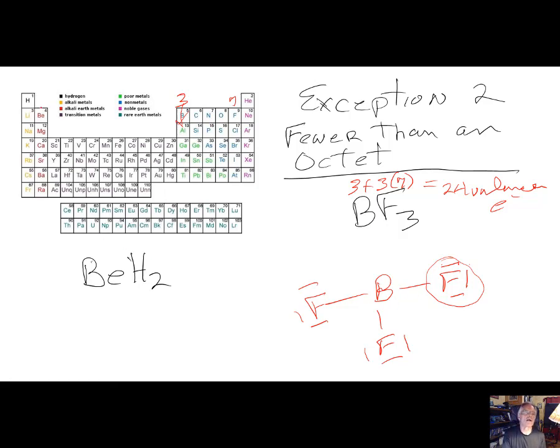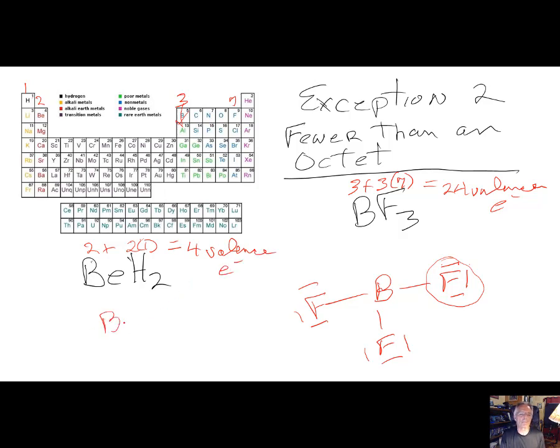Let's do one more. Let's look at beryllium hydride, this guy over here. Now beryllium is in group 2. It only has 2 valence electrons. We've got 2 hydrogens, each one of those with 1 valence electron. Are we going to have an octet anywhere if I only have 4 valence electrons? No. Best we can do is a quartet.